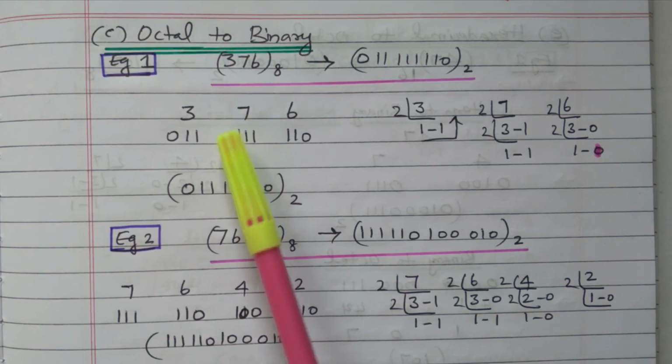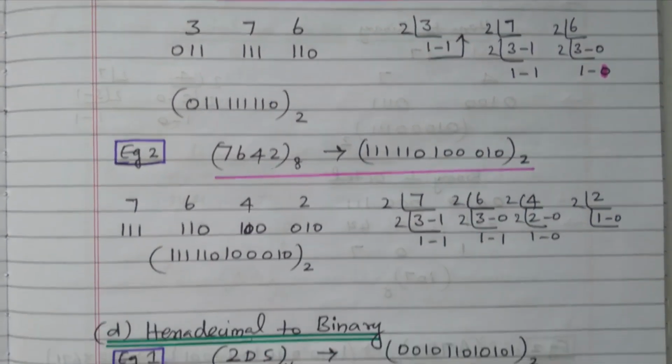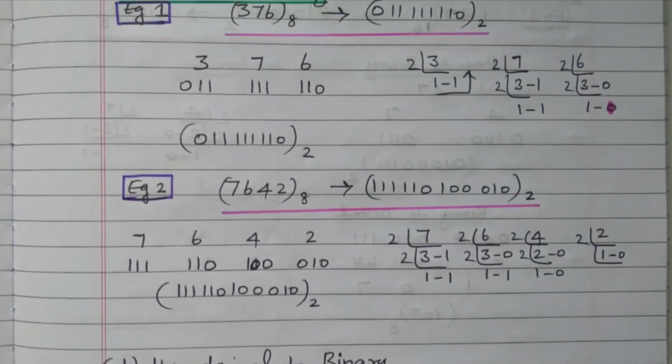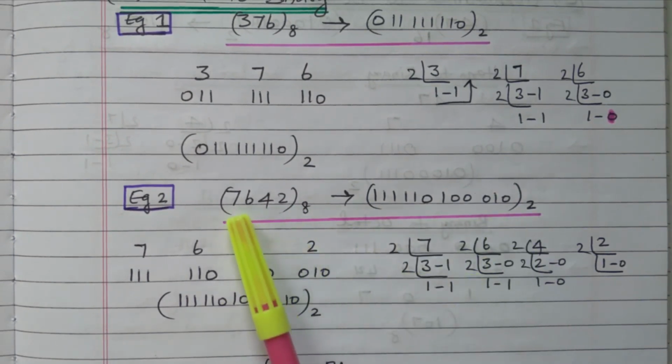Right? Now we'll go to the second example. The given octal number is 7642. That should be converted into a binary number. First, what we need to do is write this 7642 separately. We'll make it separate digits. Second step, we need to convert 7642 into binary digit by digit, not combined.